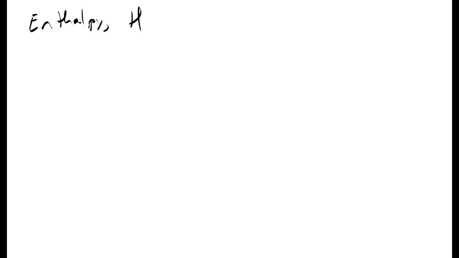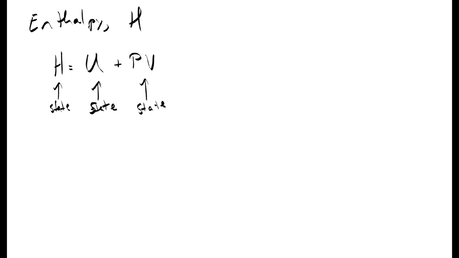Scientists are lazy, and they are the best kind of lazy. Namely, they try to make themselves have to do as little work as possible. So what they did was they defined enthalpy as U plus PV. Okay, so that makes this a state function, because U is a state function, and pressure and volume are state functions, so PV is a state function.